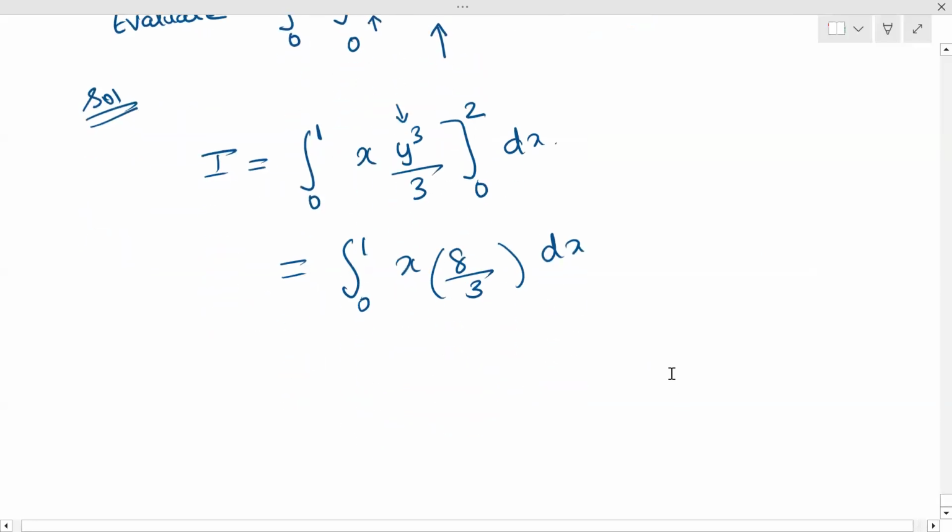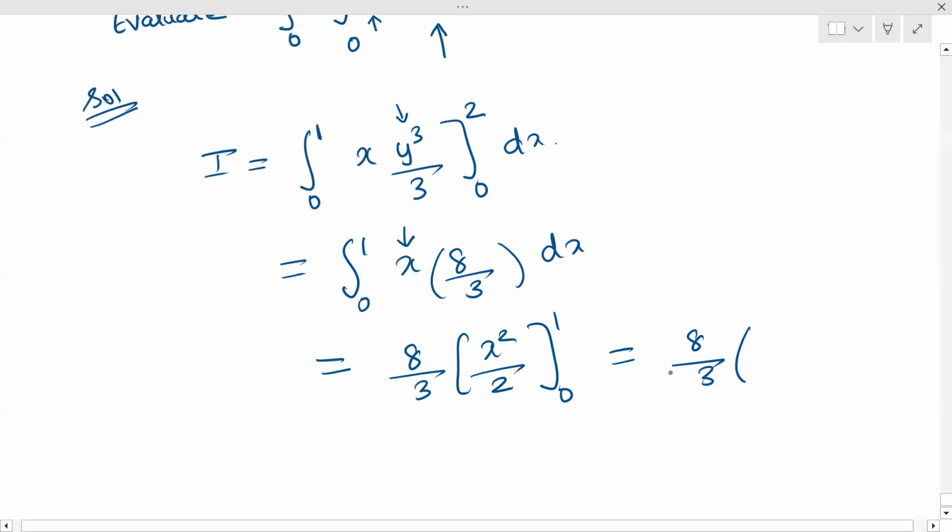Now the inner integration is over. Now we go to the outer integration. So that is with respect to x. So write 8 by 3 as it is. Integration of x is x square by 2. So here it is 8 by 3. When we apply the limit, we will get 1 by 2. So which is nothing but 4 by 3.